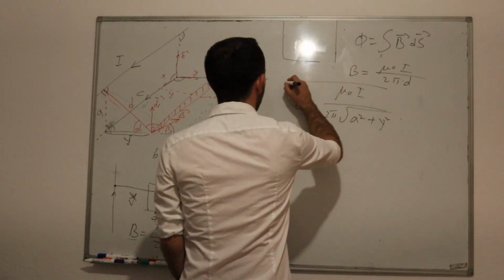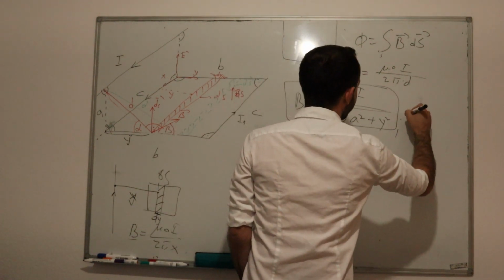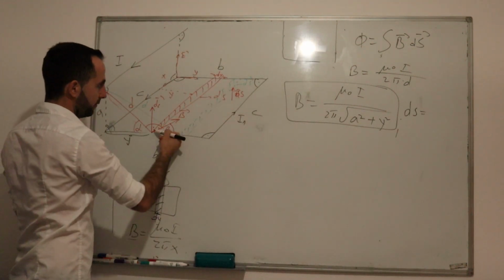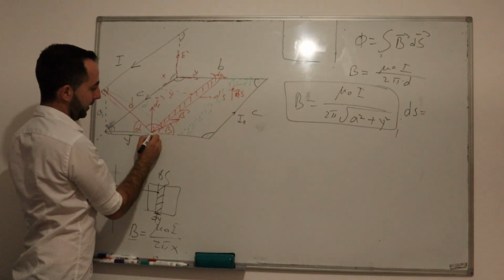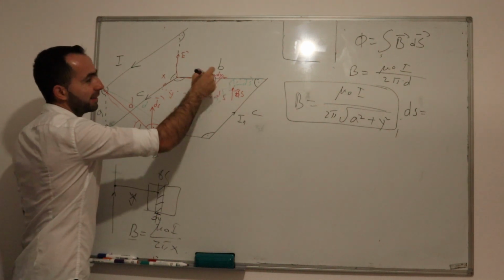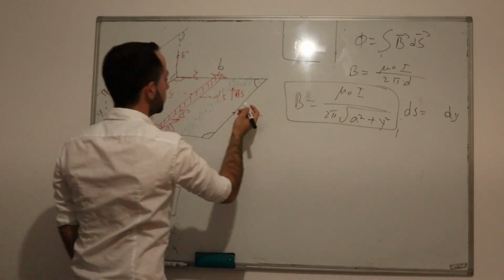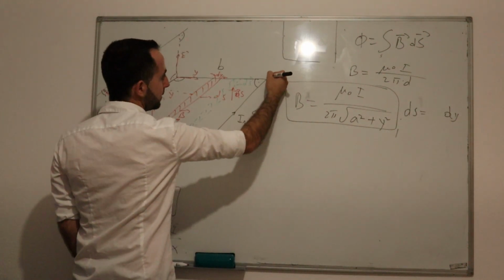I have found what is my B, what is the infinitely small area. Well, now this is the infinitely small area. What is its base? Its base now is not dx, it is dy, times its height. What is its height? Well, it is c.